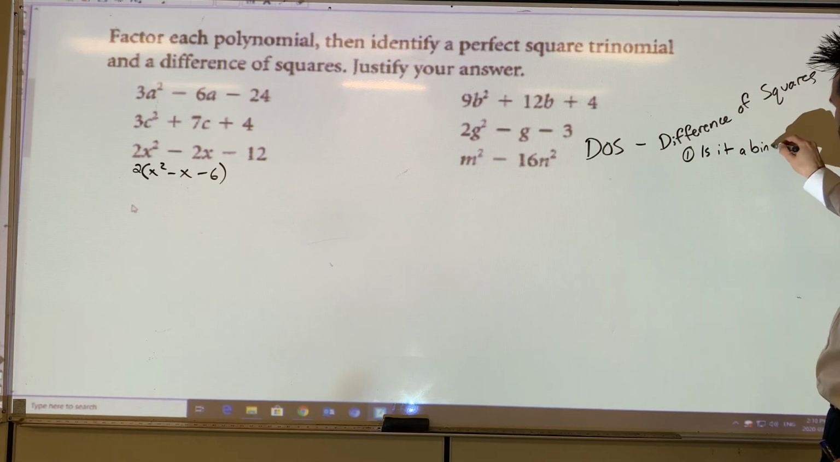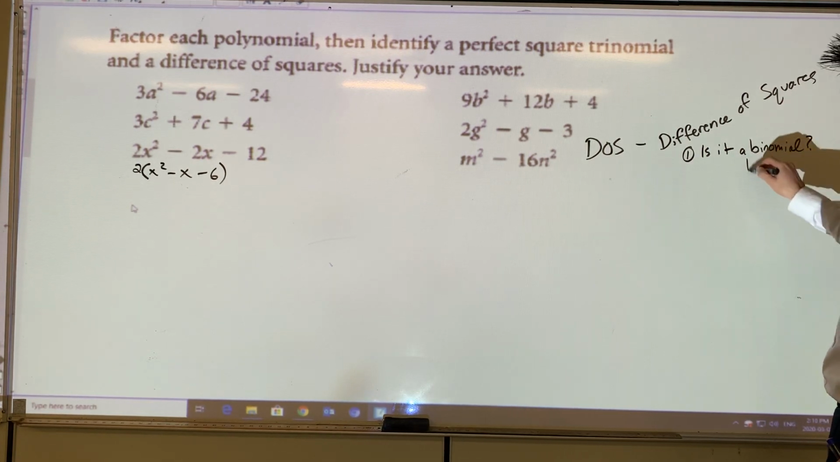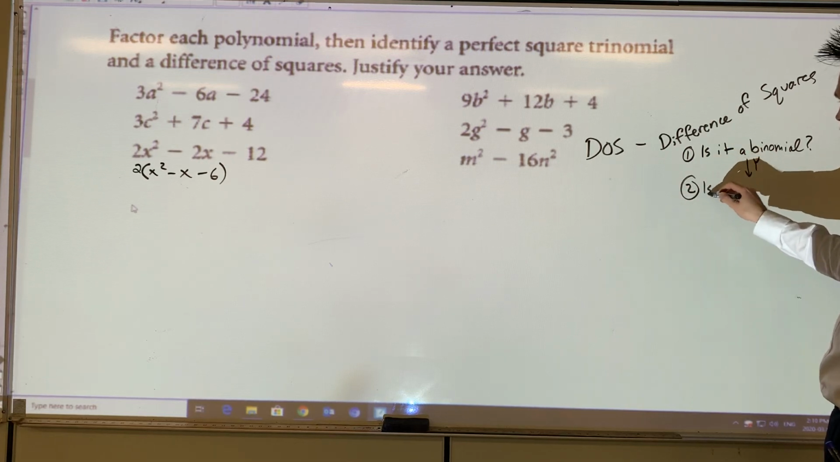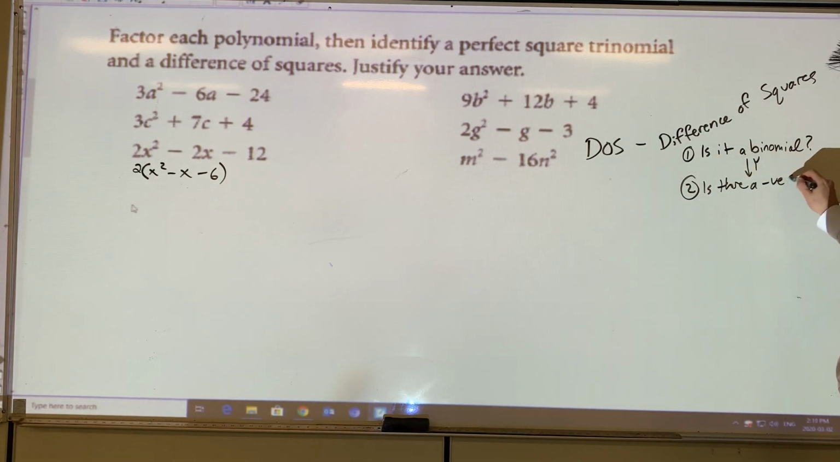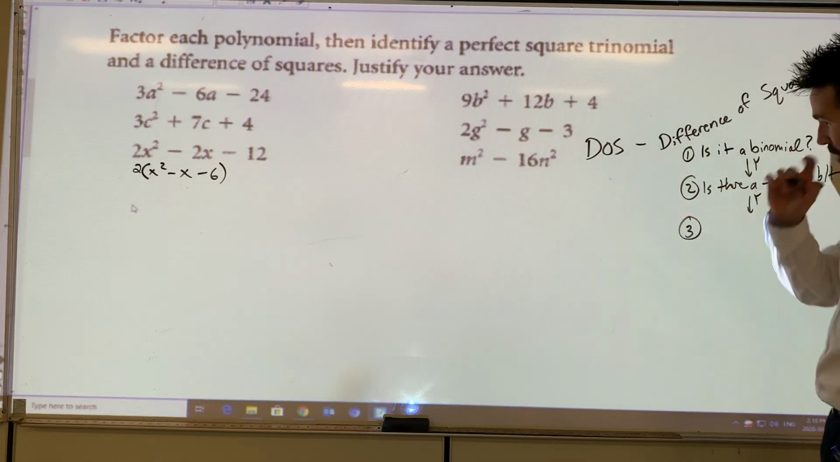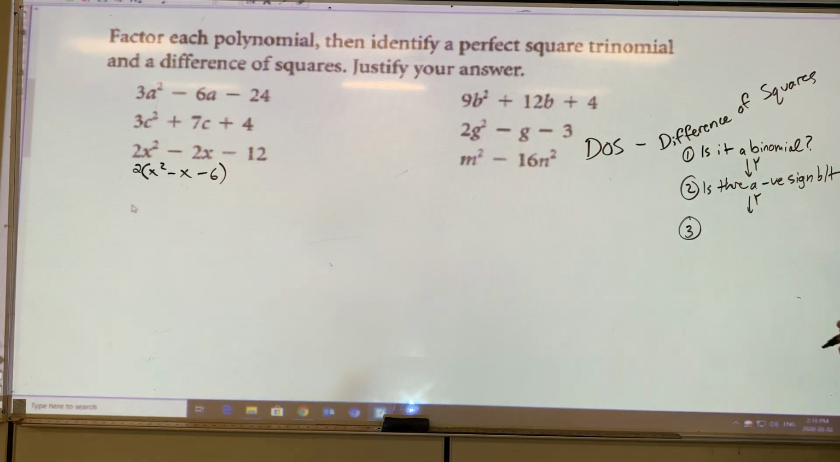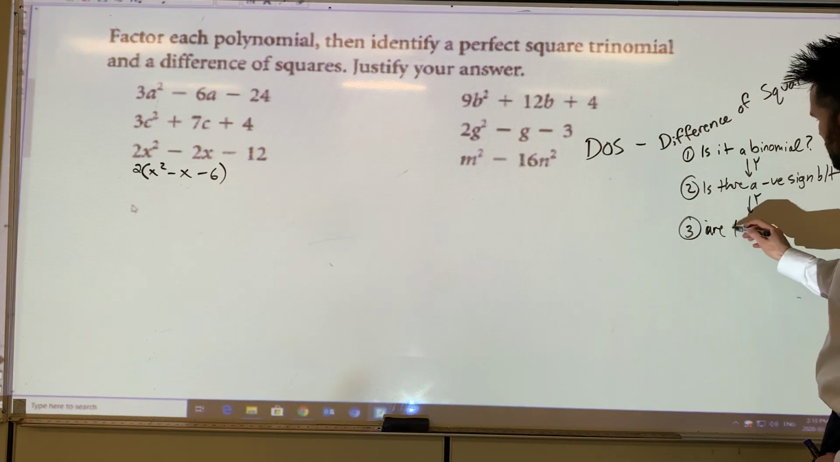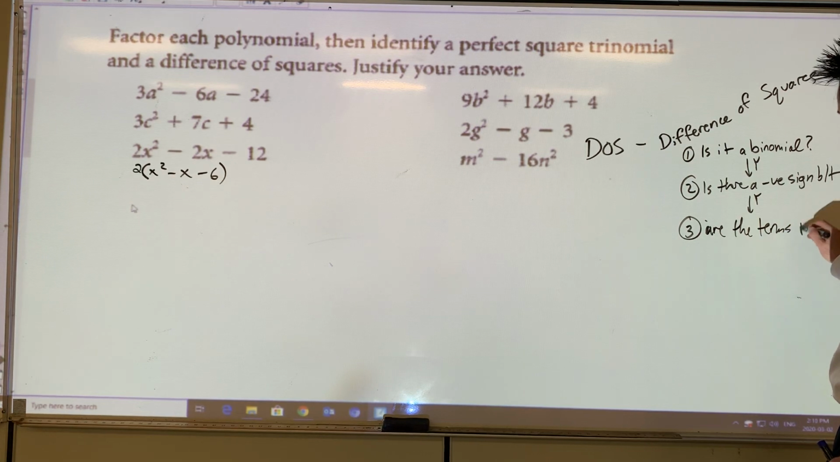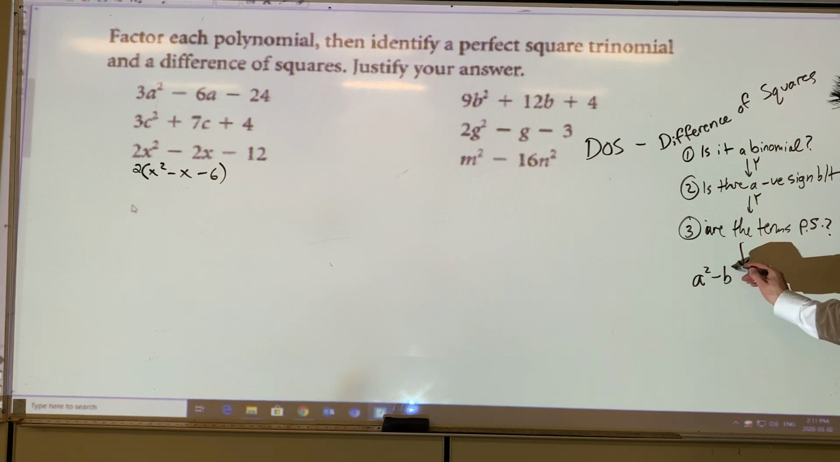Is it a binomial? Difference of squares only works for binomials. If the answer is yes, then you ask yourself, is there a negative sign between the terms? If the answer is yes, then you check: is this a perfect square and is that a perfect square? Are the terms perfect squares? If they are, then a squared minus b squared is what you have, and it factors to a minus b times a plus b, and that's difference of squares.